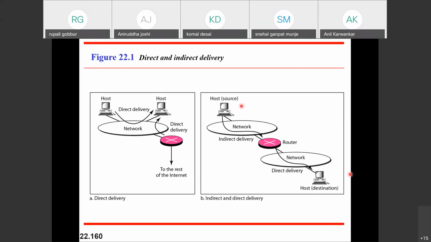See, this particular source is part of one network. This destination is part of another network. The two networks are connected with the help of a router. So the indirect delivery will be from host to first network to router. This router will check whether the destination is part of the network or not. If the destination is part of the network to which this router is connected, the packet will be delivered directly, or it will hop to another router. That is the indirect way of delivery.